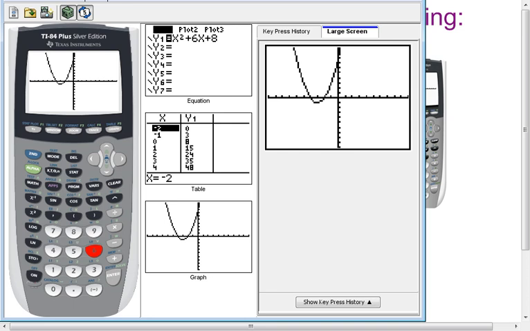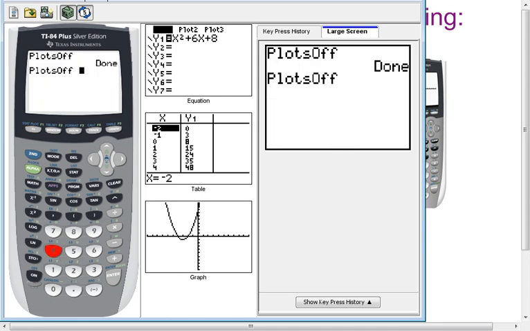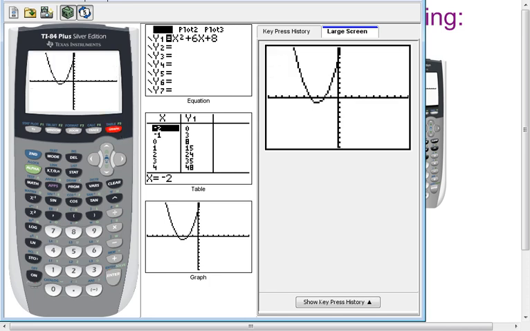If you're still getting an error, the other thing I want you to try is to do second y equals, and then press number 4, which says plots off, and then hit enter until it says done. And that may be giving you an error as well, okay? If those things are not working for you, then you'll have to wait until I can look at your calculator, but hopefully that will help. Okay? Anyways, we've gotten our equation in.